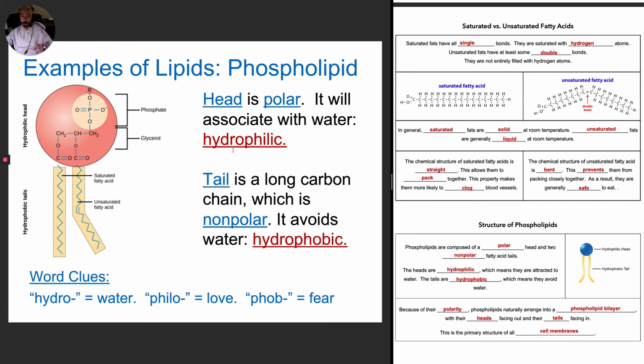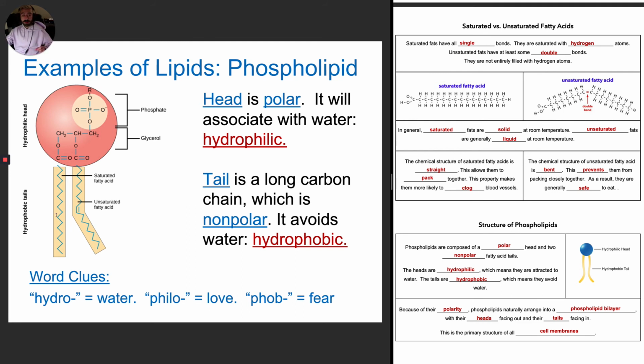Hydro again means water. Philo means love. So Philadelphia, for example, is the city of brotherly love. People who like listening to really high quality audio or music would be considered audiophiles. Audio meaning sound, phile meaning love.